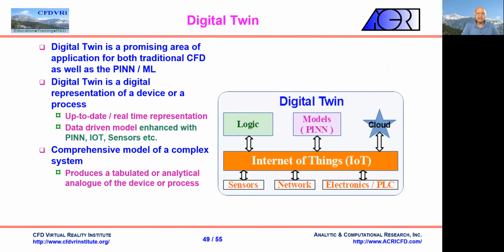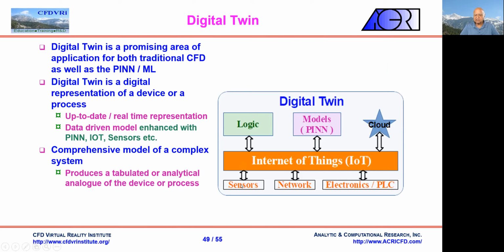Digital twin is a very promising area of the use of machine learning and CFD. It's a digital representation of a device or a process, which gives an up-to-date real-time representation. It's a data-driven model, which is enhanced with PINN, Internet of Things, sensors, and any other information we may have about that problem. So this sketch here shows basically the digital twin, where everything is going through the Internet of Things, and the PINN model output is being optimized till we have a satisfactory system.